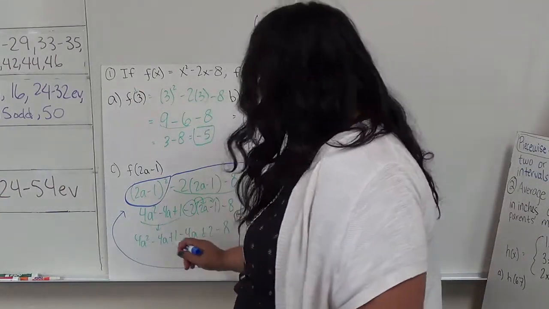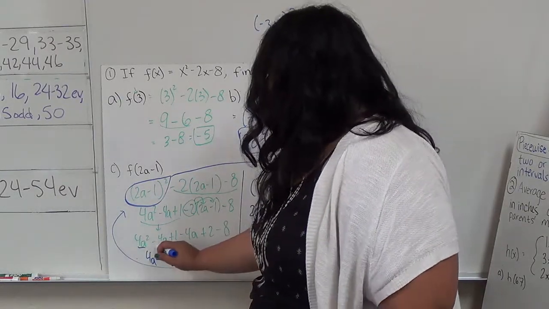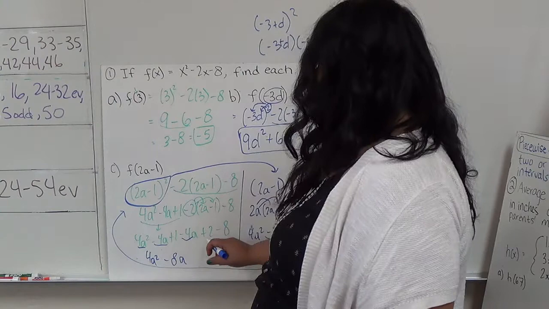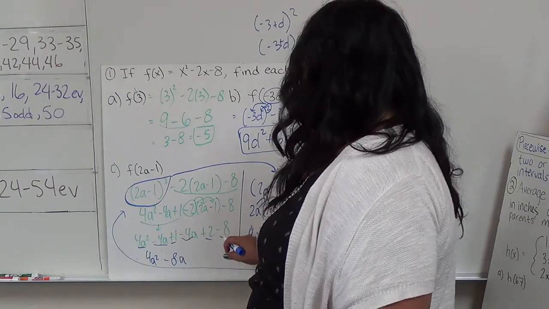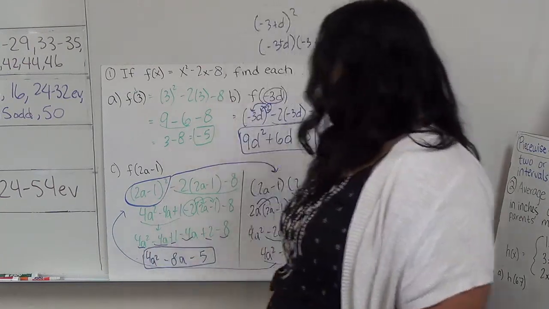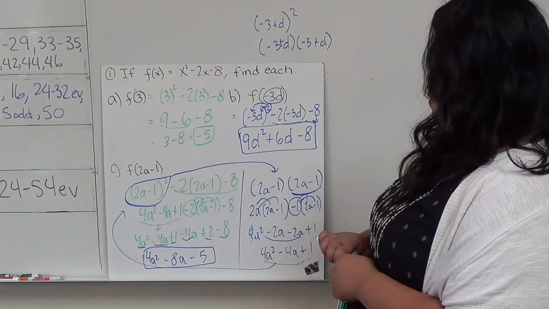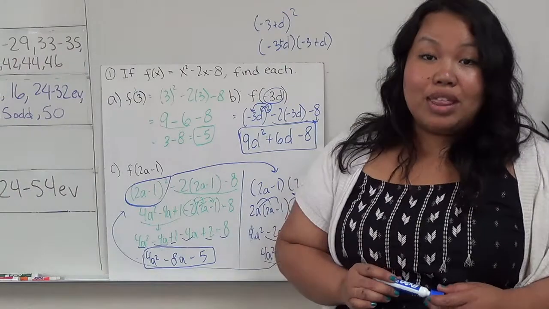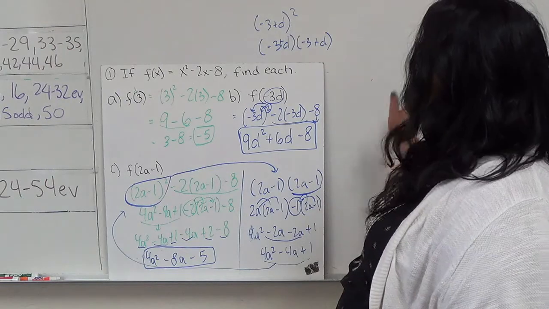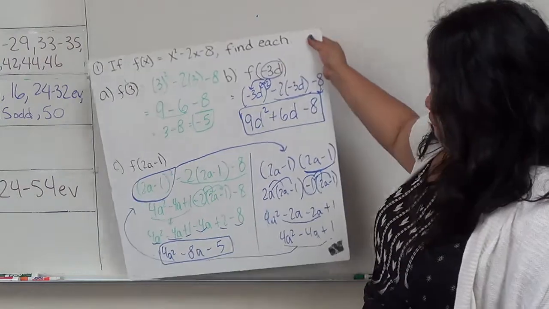So 4a squared comes down to 4a squared because there's no other squared. Negative 4a minus 4a is minus 8a. And then 1 plus 2 is 3, minus 8 is negative 5. So this then is my final answer, and that's f of 2a minus 1. So go ahead and pause and write this down. There is one more board. I know this is a lot longer than most videos, but we need to take care of it. So pause and write this down.